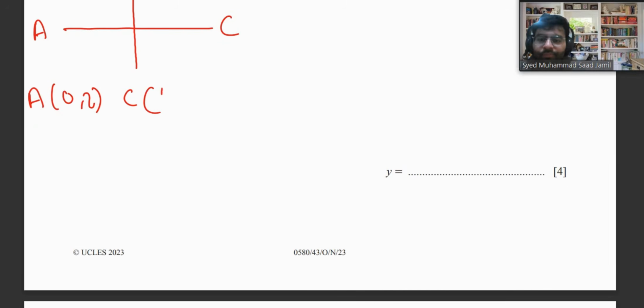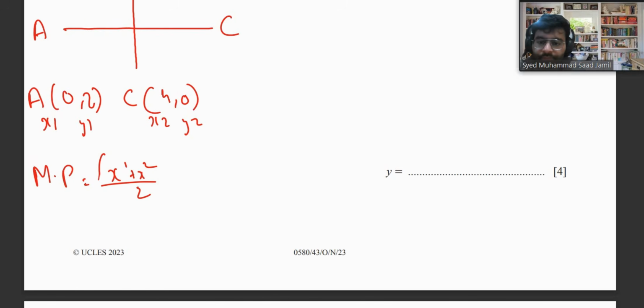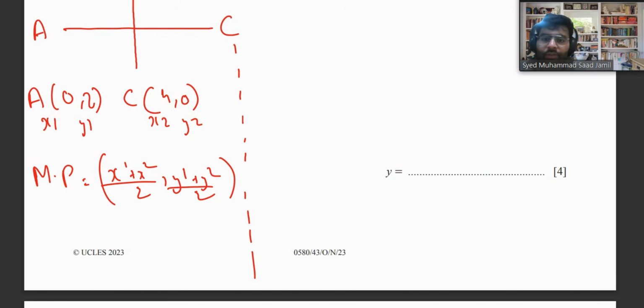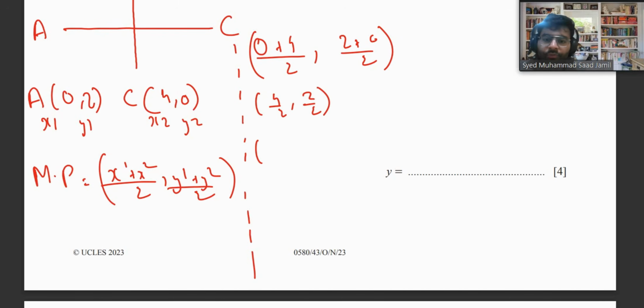4 comma 0. This is x1 y1 x2 y2. So first you guys, whenever it's perpendicular bisector, you guys calculate the midpoint. x1 plus x2 upon 2 comma y1 plus y2 upon 2, which turns out to be x1 is 0 plus 4 upon 2 comma y1 is 2 plus 0 upon 2. So 4 upon 2 comma 2 upon 2. 4 upon 2 is 2 comma 1. So you guys got the middle point.